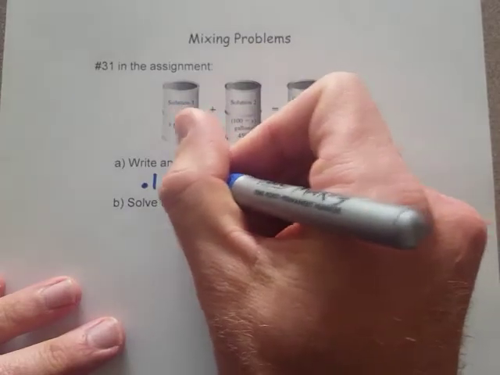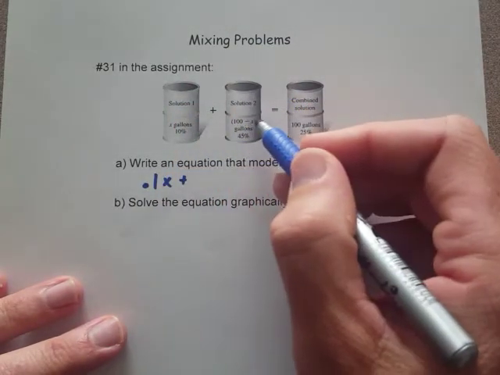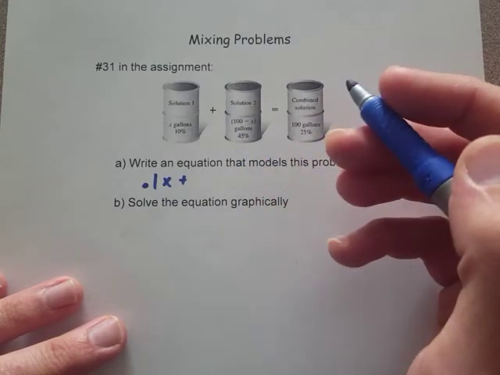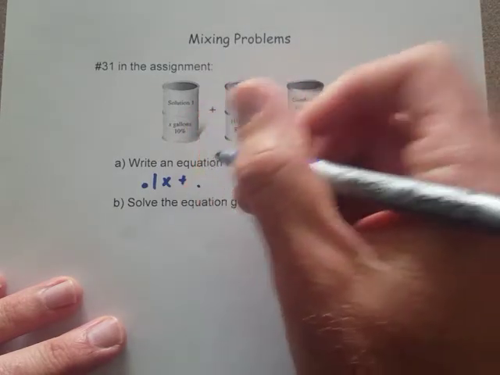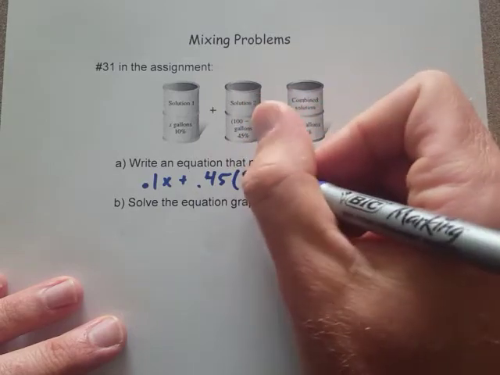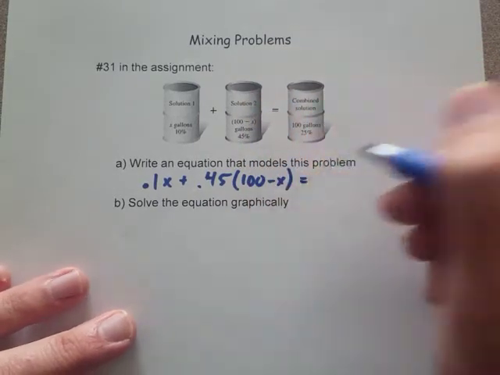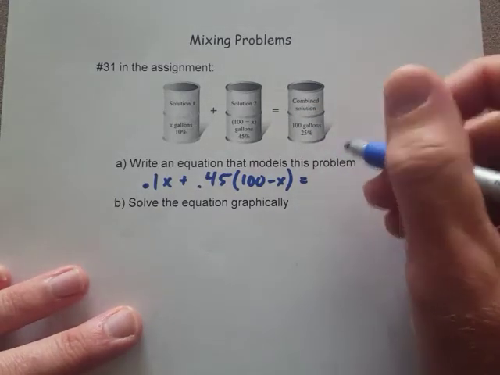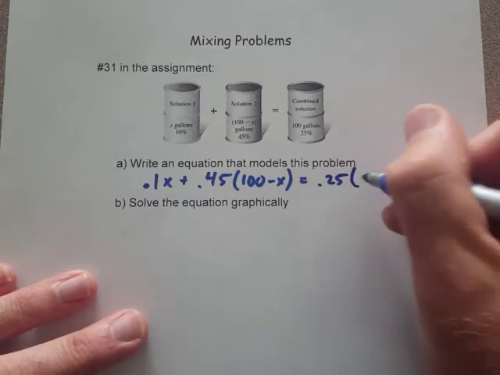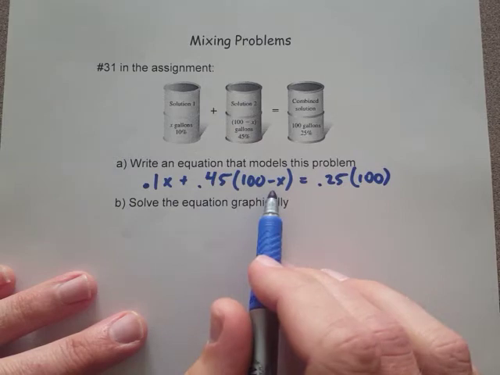Then we're going to add to it solution 2, which they're telling us the number of gallons is 100 minus X gallons. It's 45%. Well, if we're just going with what we did last time, we'll just do 0.45 times 100 minus X, and then they're telling us that that is equal to the total solution, which is 25% of 100 gallons. Now you might be wondering, where did we get this 100 minus X?